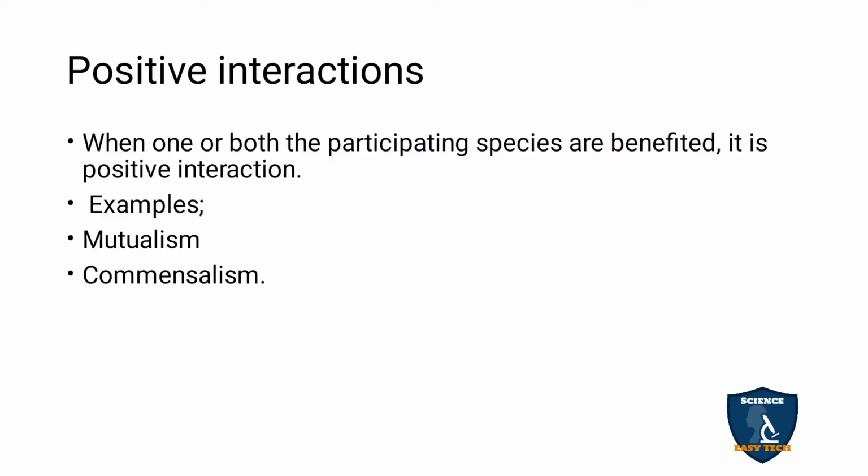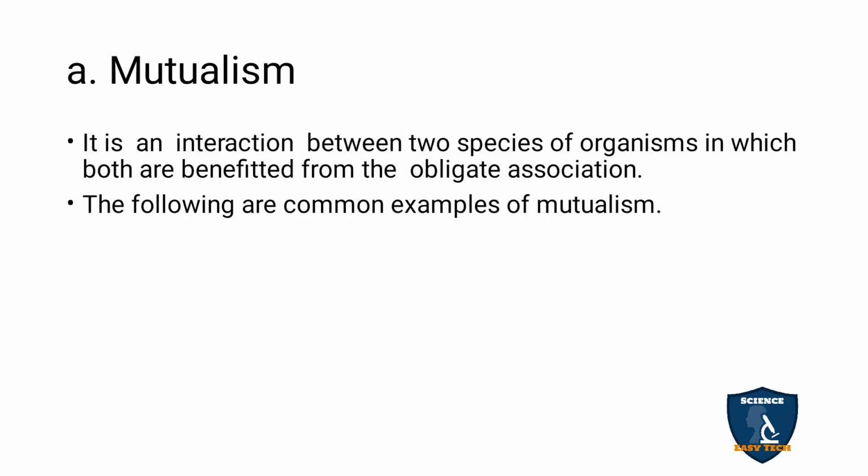Positive interaction: when one or both of the participating species are benefited, it is called positive interaction. So both the species, or only one, may be benefited. Such a type of interaction is called positive interaction. The examples are mutualism and commensalism.